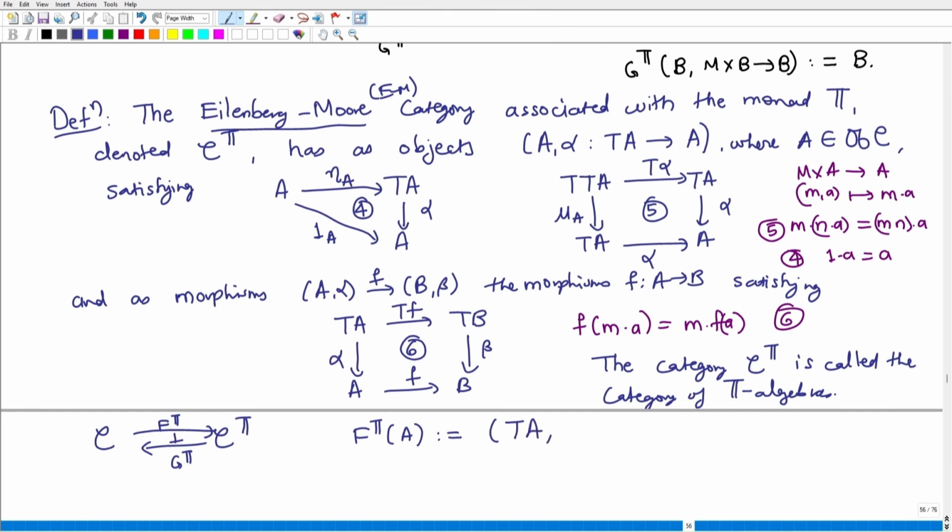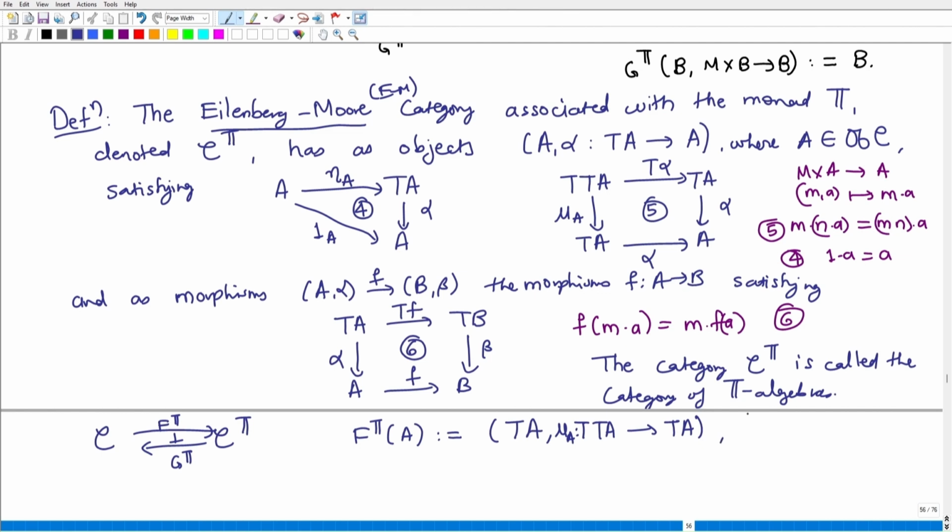Because TA obviously has an action, TTA to TA, this should be my arrow, and what should be the arrow? Tell me. Exactly, mu sub A. Because I know this. Yeah, that is FT. It's the free algebra functor.